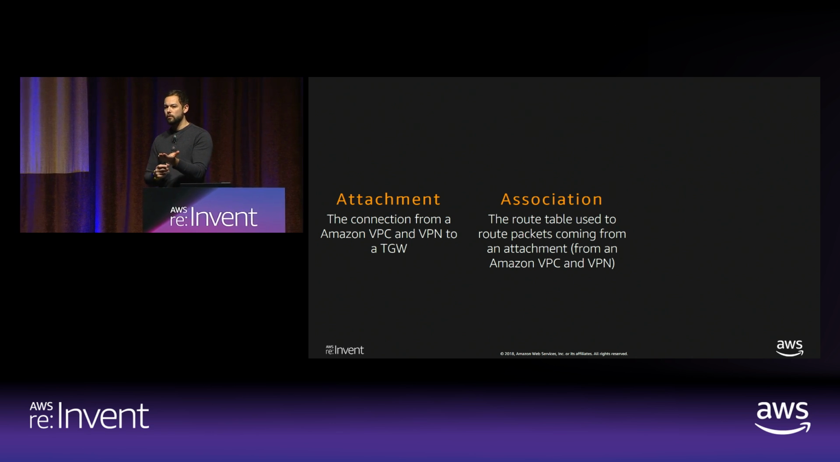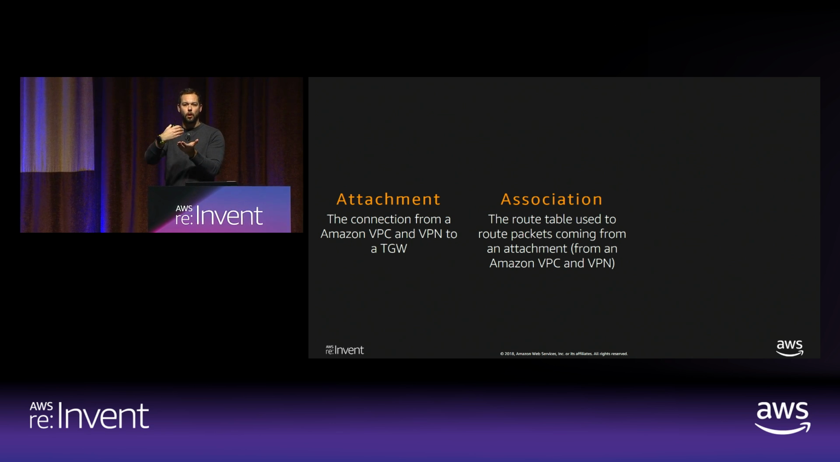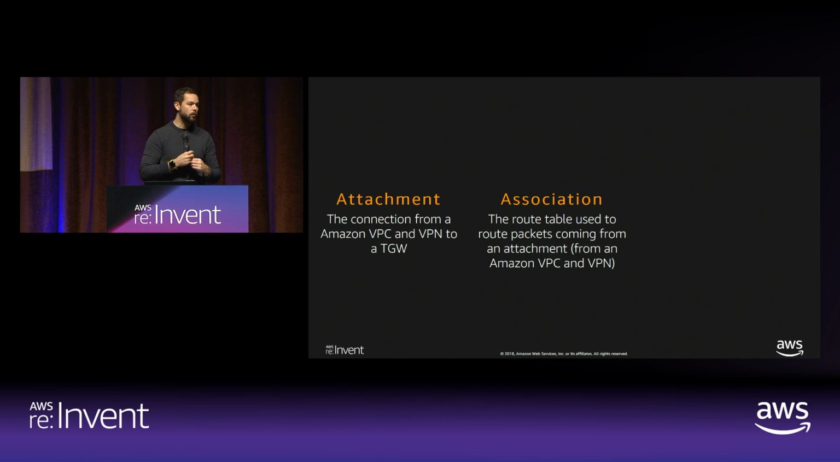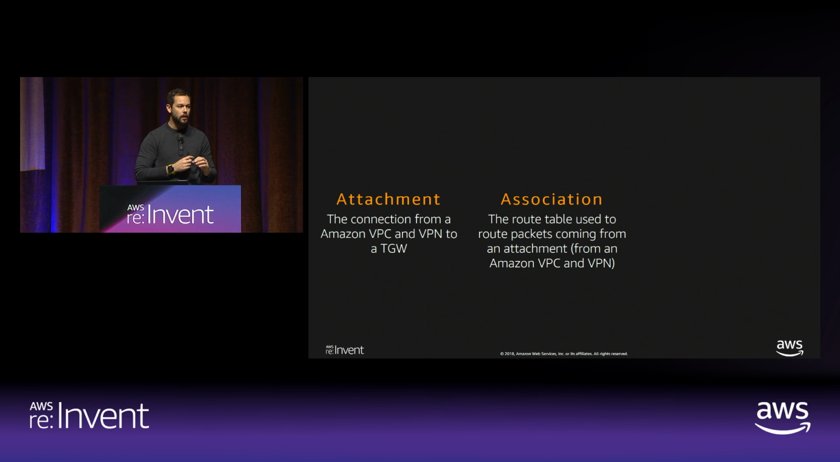So you've got an attachment, a packet that comes in over that attachment is associated with a route table. As the packet comes in, we have a look at the association, and we say, okay, this is associated with route table 1. We're going to use route table 1 to route that packet. So the association is the attachment to the route table.